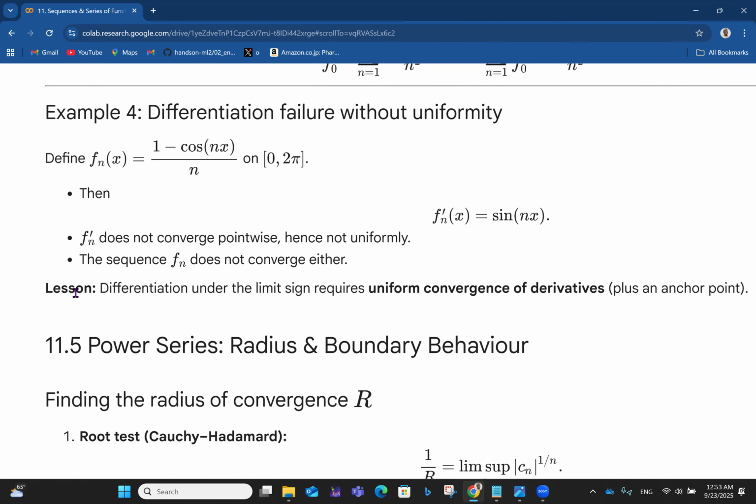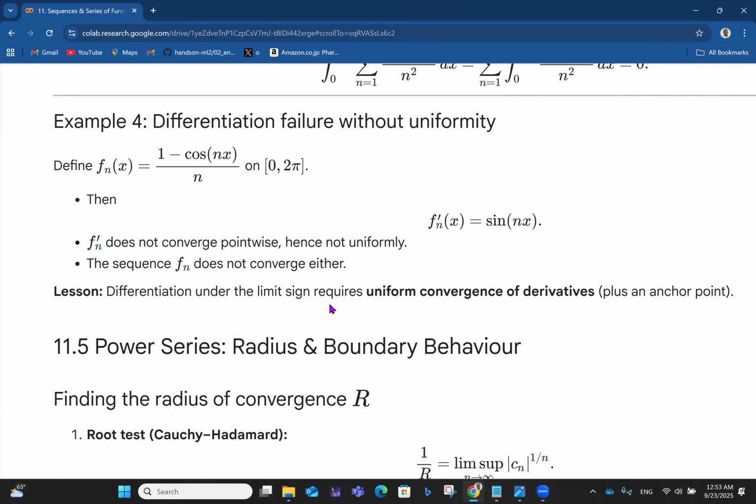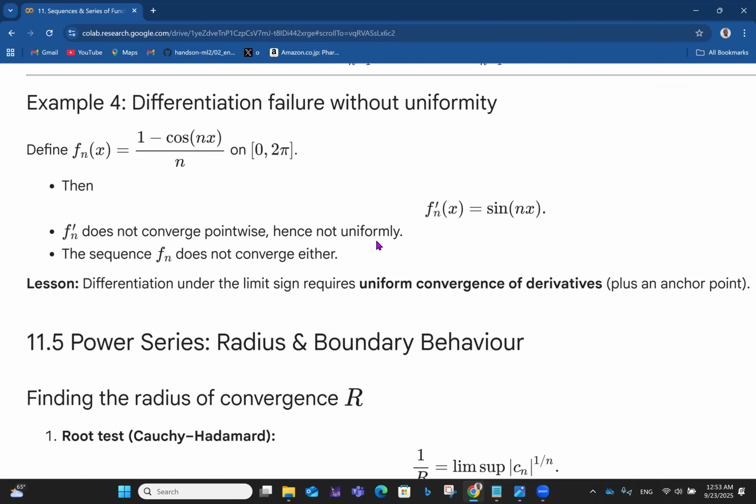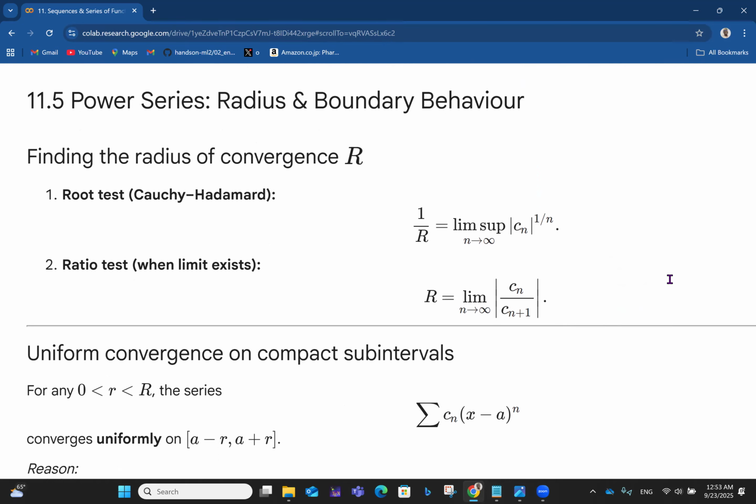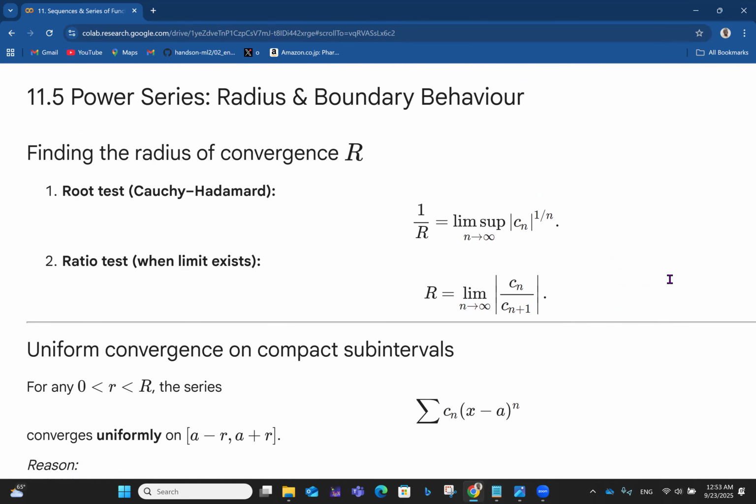And the lesson here is that differentiation under the limit sign requires uniform convergence of derivatives plus an anchor point, like that. Okay, so we have power series, talking about radius and boundary behavior now.